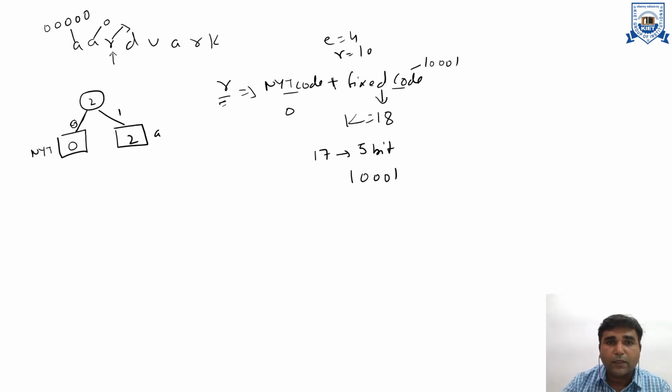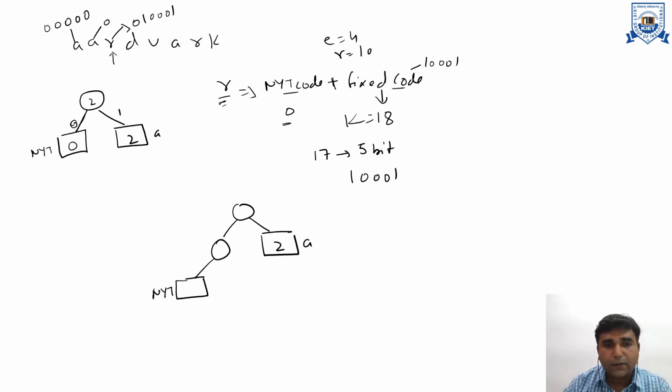So the overall code for R will be 0, the NYT code is 0, and the fixed code will be 10001. Now we have to update this tree. If we update this string again, this is A having the weight 2. Now this NYT node creates an intermediate node and joins on the left hand side NYT, and at the right hand side we place the symbol R having the weight 1, NYT node has weight 0. So 0 plus 1 is 1, 1 plus 2 is 3.